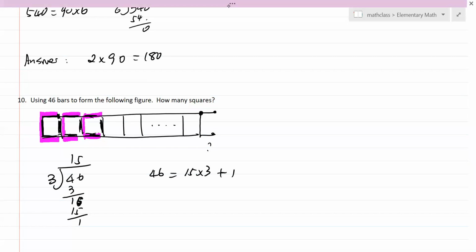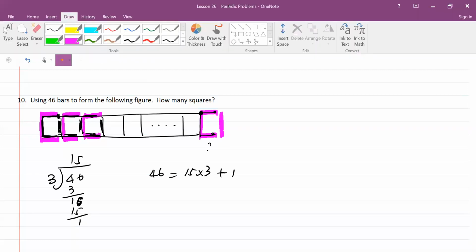So that means you're going to get 15 of this kind of symbol, and you have 1 more left, then you close up. So you get a square at the end, right? So that's why the total is going to be 15, right?